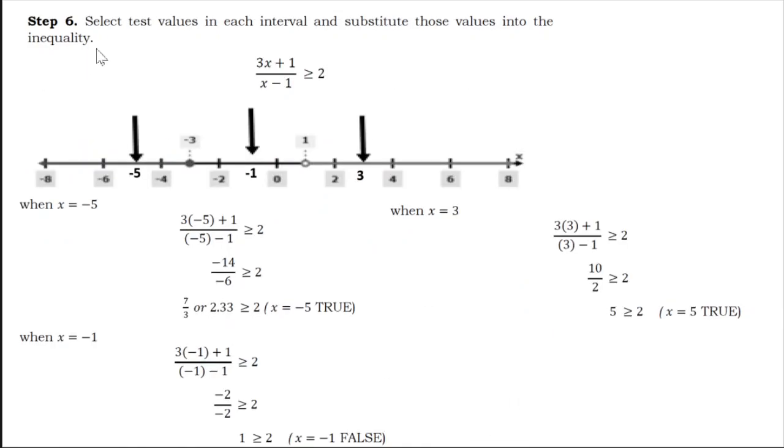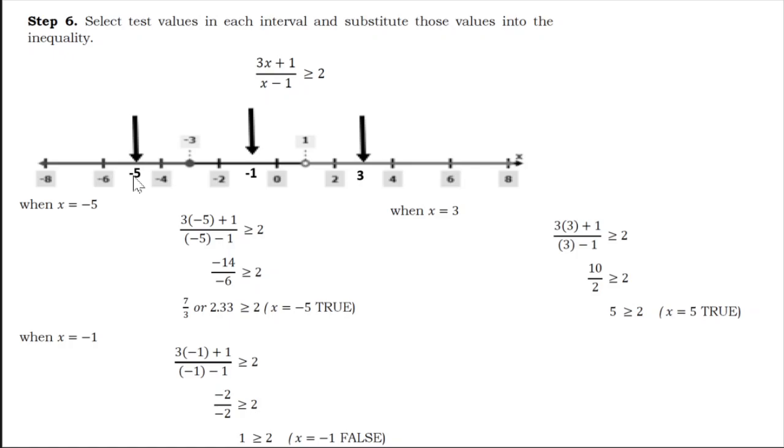Then, step 6, select test values in each interval and substitute this value into the inequality. So, (3x plus 1) over (x minus 1) greater than or equal to 2. So, ito yung rational inequality natin. Okay. So, we have to select test values in each interval. So, for example, this one, negative 3, included naman siya. Let's try to check another value.